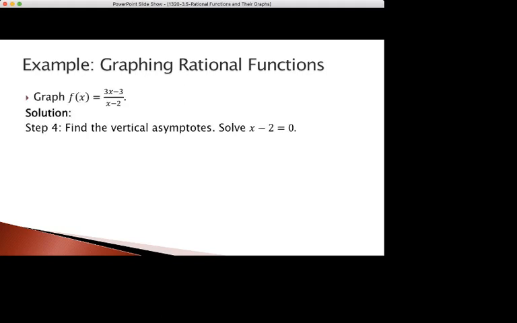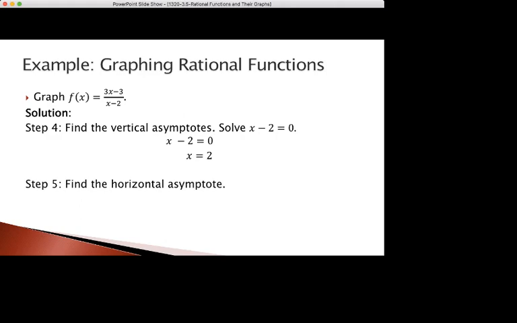So now, let's move on to step 4. Find the vertical asymptotes. And we recall from earlier in this video, to find the vertical asymptotes, what we need to do is set the denominator equal to 0 and solve. So that's what we're going to do. Set x minus 2 equal to 0, move the 2 over, and we get x is equal to 2 as our vertical asymptote.